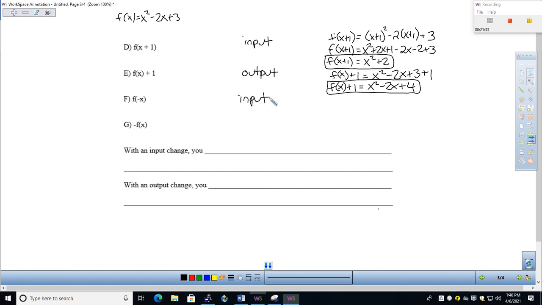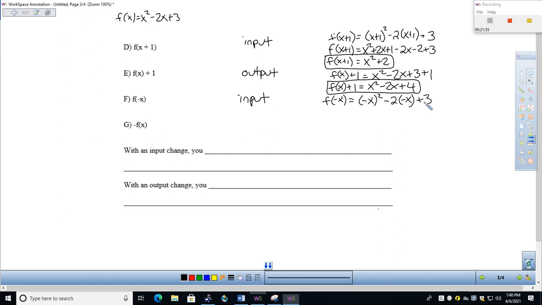Well, what does that mean for us? When I do f of negative x, it means that's my new input. So I'm supposed to square my input. So that's exactly what I'm going to do. I'm supposed to subtract 2 times my input. And then I'm supposed to add 3.